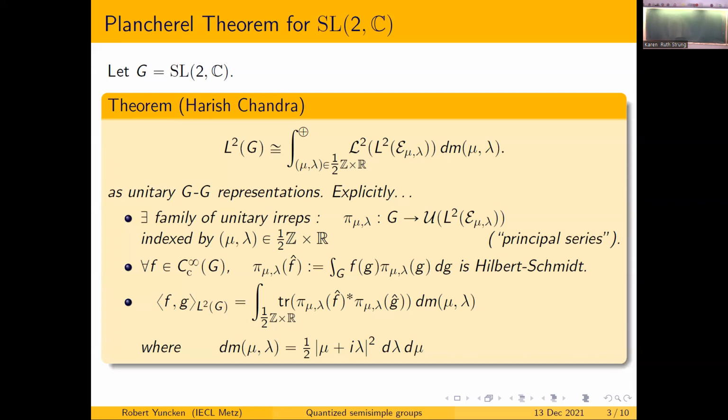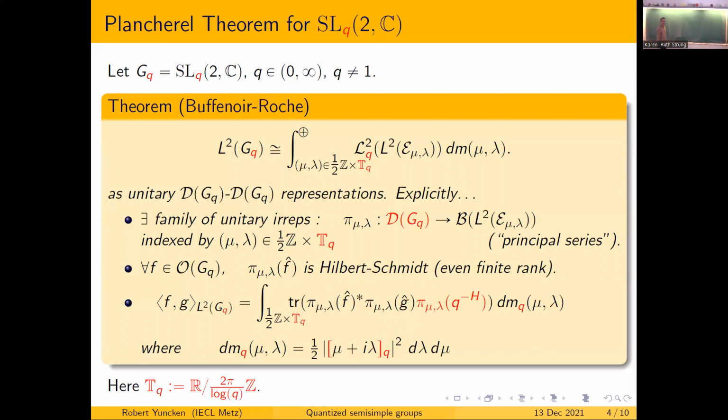There are other representations other than these principal series ones, the complementary series, the trivial representation, which do not appear at all in this formula. And this is the difference between the reduced C-star algebra and the full C-star algebra for one of these non-compact groups.